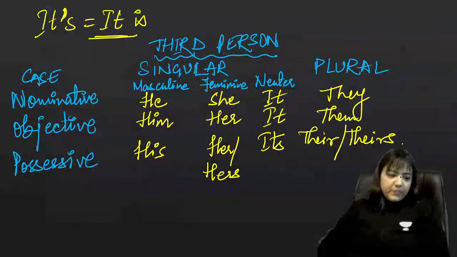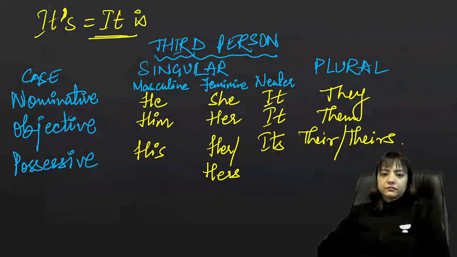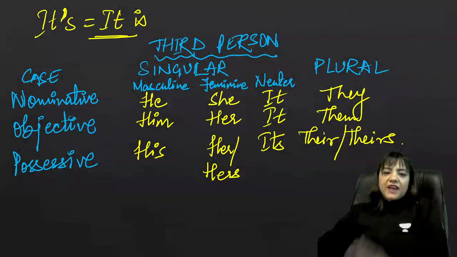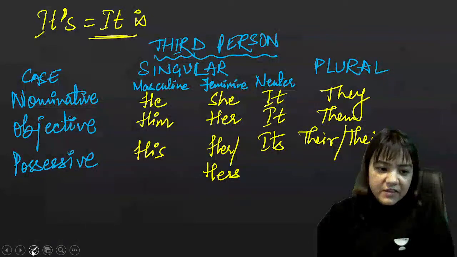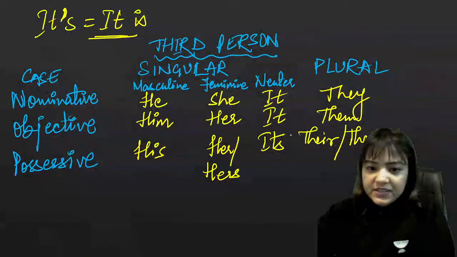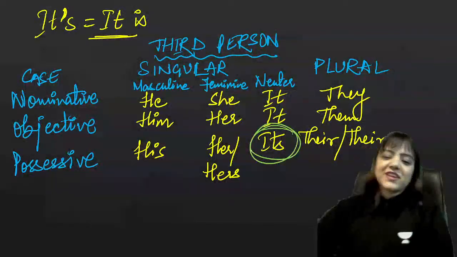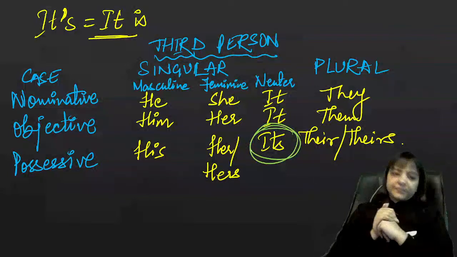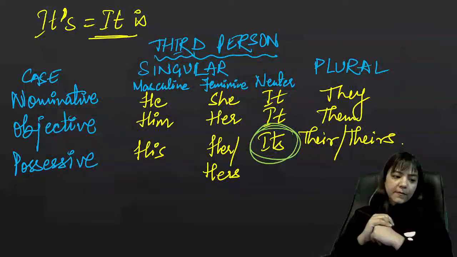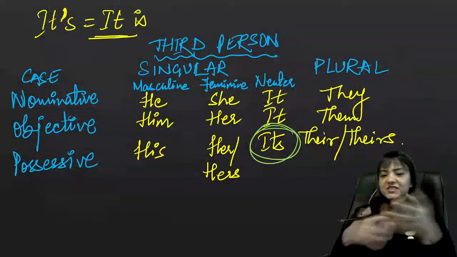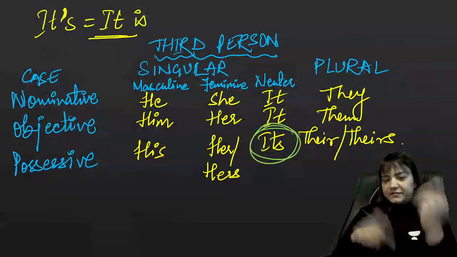Is this clear to everyone? Try giving me five sentences with this its. Or just try giving me one sentence with this its. So this is their book. This book is theirs.